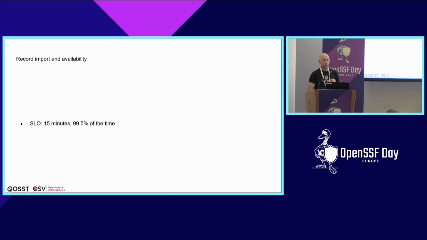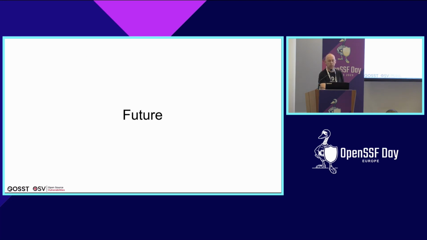So OSV.dev is dependent on the timeliness of its upstream data providers for record creation and maintenance. Once a record is available, or an update is made to it, it's in OSV.dev and accessible by the OSV API within 15 minutes, 99.5% of the time. That's the SLO we're targeting.